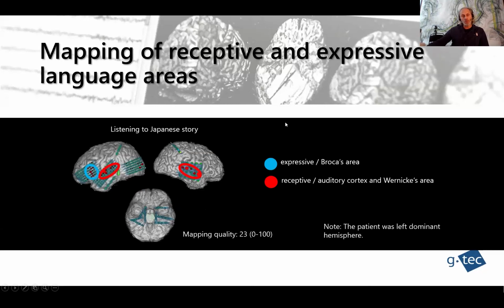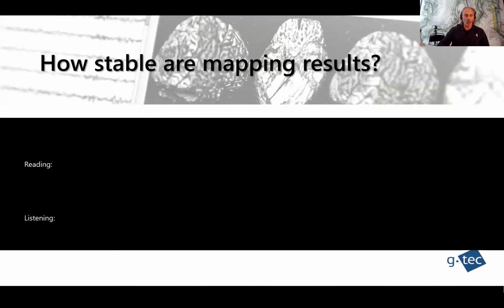And people are also asked to listen to a Japanese story, for example. So in this case, we get auditory cortex because the person is hearing something. And then we get Wernicke's area, also called receptive language area, because they are understanding what they are hearing. And finally, Broca's area is activated because they are giving an answer to the question that was asked. So this is very nicely represented with the high gamma mapping.